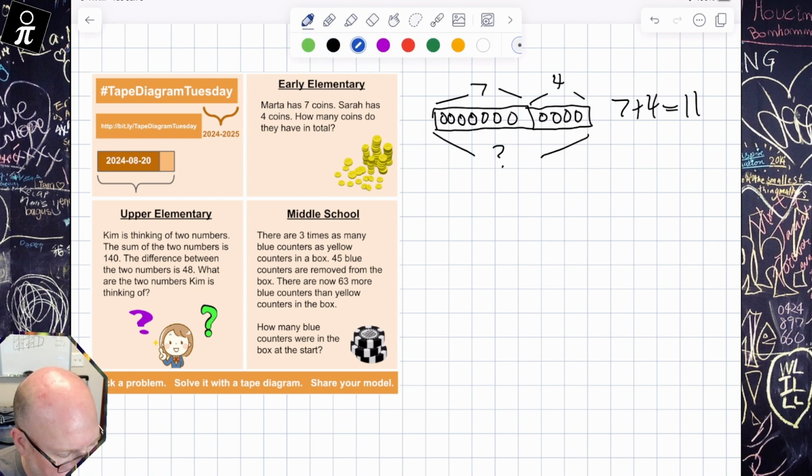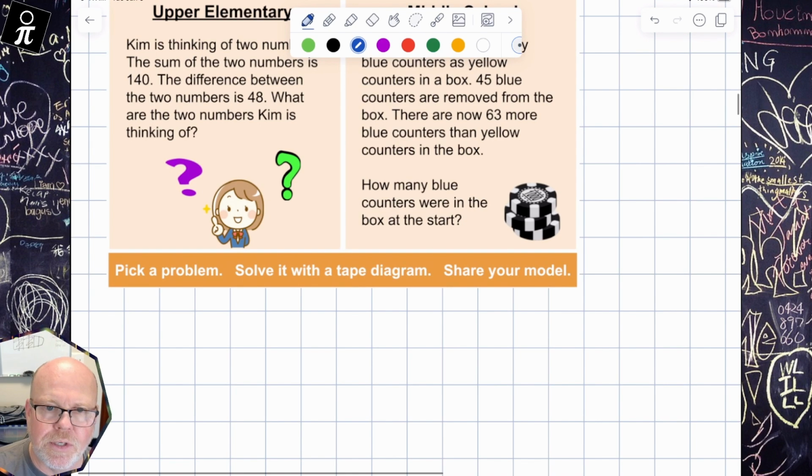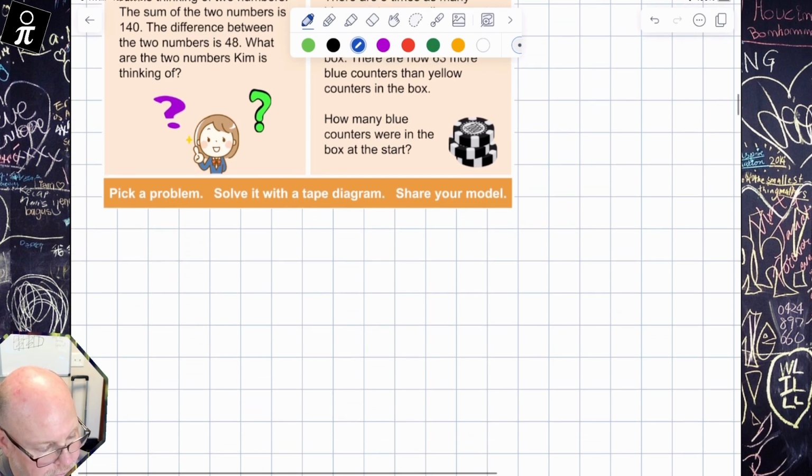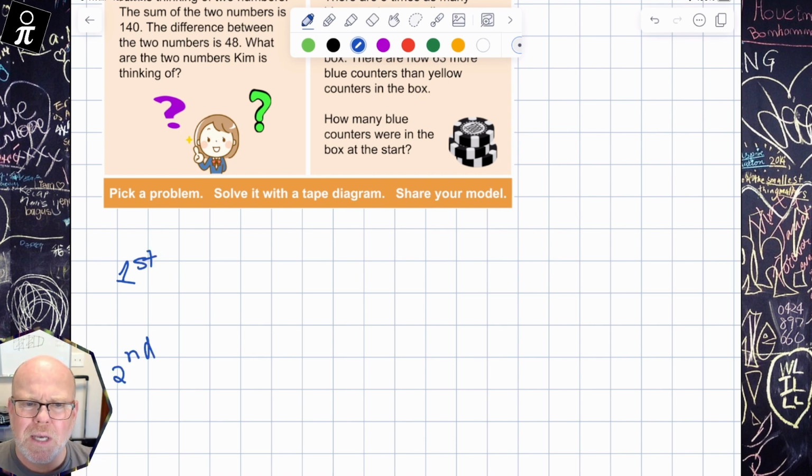So now let's go to the upper elementary here. It says Kim is thinking of 2 numbers. The sum of the 2 numbers is 140. The difference between the 2 numbers is 48. So what are the 2 numbers that Kim is thinking of? So what I'm going to do is, in this case, I'm going to think of the first number and the second number. I'm going to think of it as a 2-tape problem.